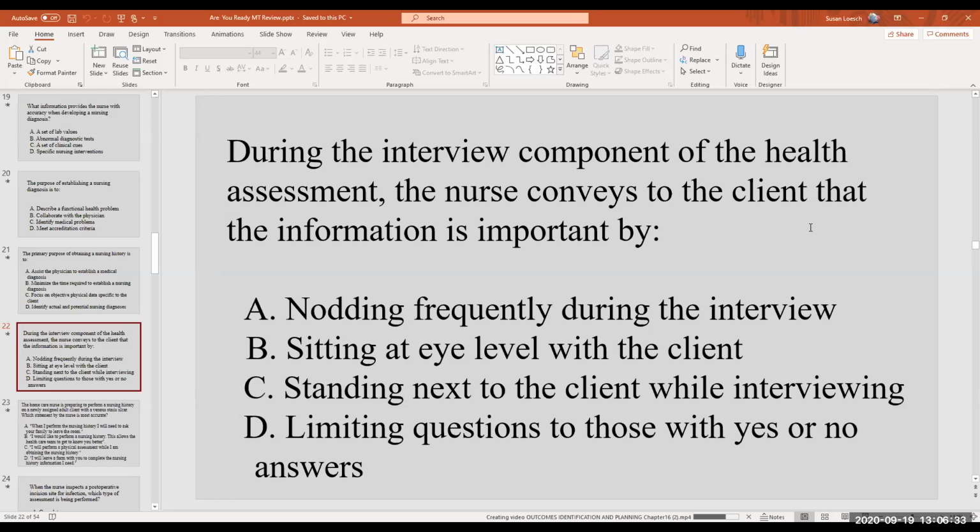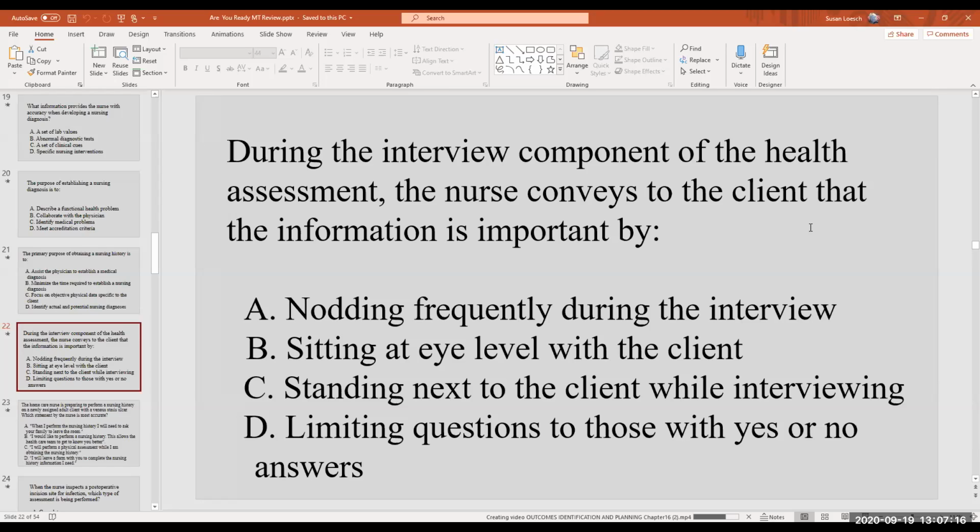So if I was doing this question on the exam and I wasn't sure how to answer this, I want to take out the stuff that I know is probably not true. If I limit questions to yes or no answers, I'm limiting, one, my therapeutic interaction with the client, and two, my ability to achieve the maximum amount of info that I could get out of this client that's going to help me care for them. If I stand next to the client while I'm interviewing them, certain cultures may look at that as degrading, or the fact that I'm looking down on them, or as a disrespectful type of attitude from me.